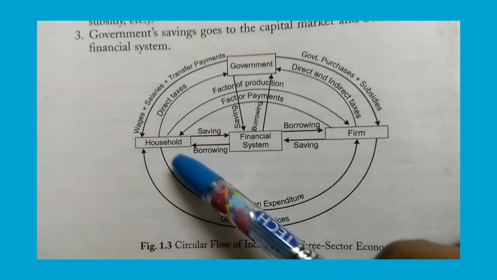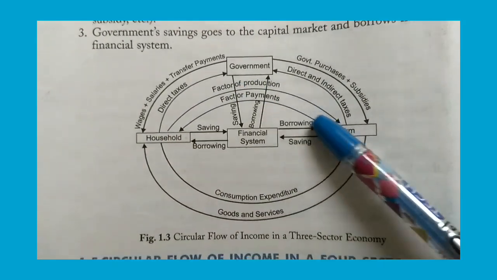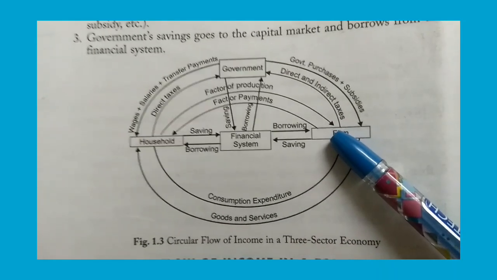Look here, this is the household sector, this is the firm sector. So the household is giving the factors of production: land, labor, capital, organization.